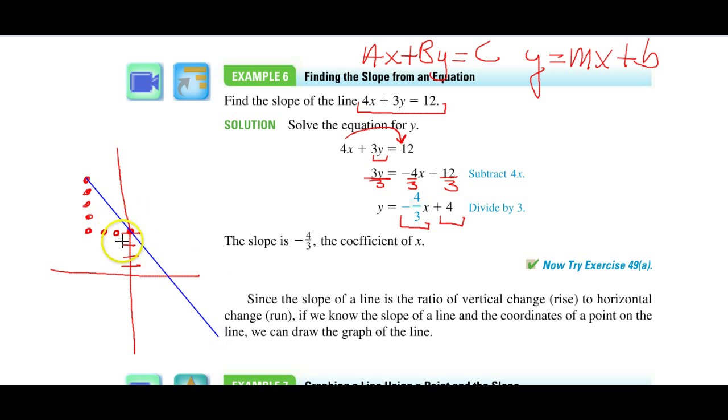Now, you've plotted the y-intercept here, but we don't know what the x-intercept is. We'd have to find it or do some calculation to get it. Okay.